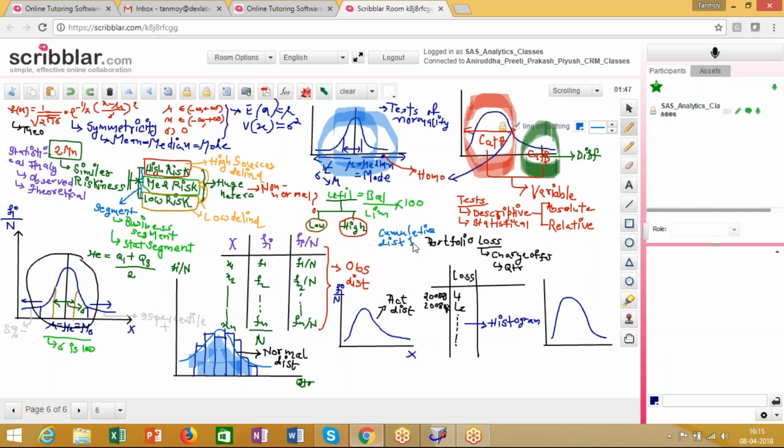Distribution function. So, do we know what a cumulative distribution function is? Okay. So, a very simple way to understand cumulative distribution function is another frequency table. So, let's look into this table.